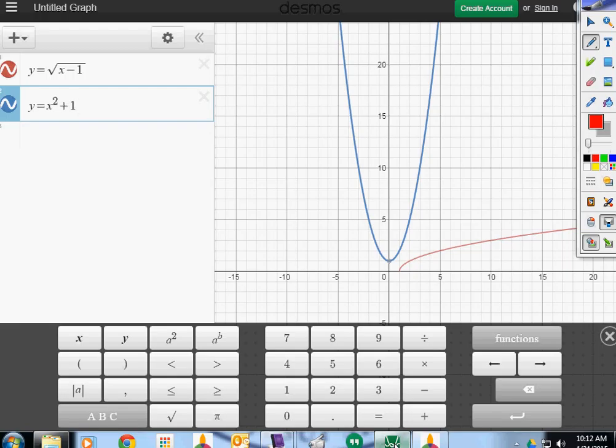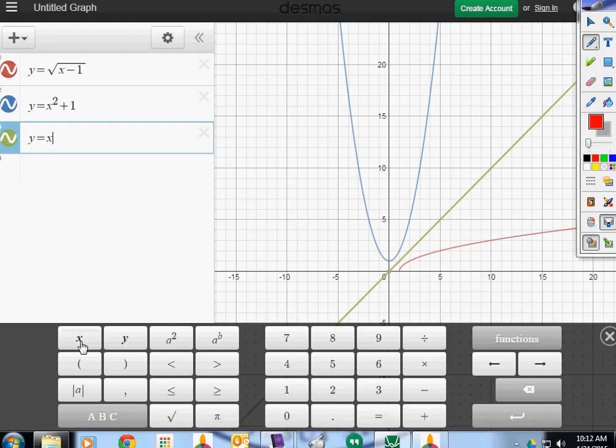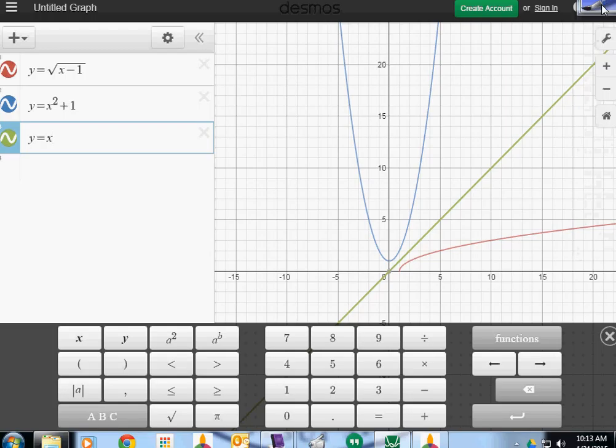Now, I know this is kind of weird, but I want you to add one more function because I want you to see something. So add this new function, and this is a really, really easy function to add. y equals x. What do you see about the green line, or your color line? Do you see that there is something we call symmetry? Okay, that is the case for all inverse functions.